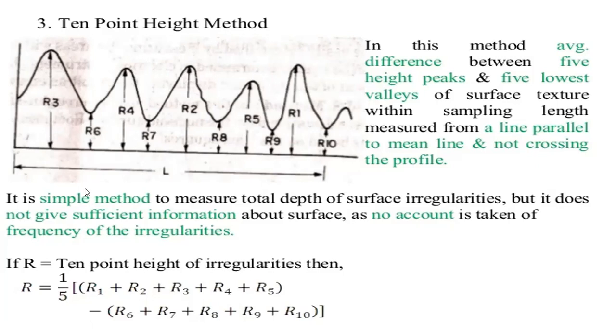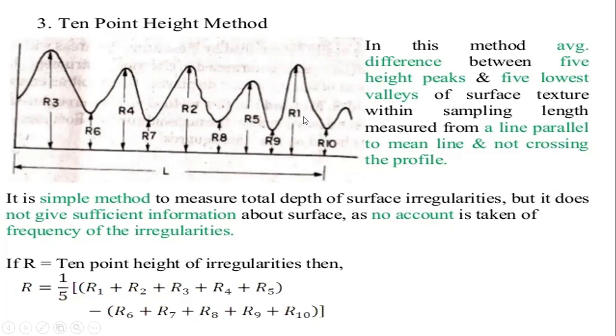Here in the picture you can see R1, R2, R3, R4, R5, R6 and up to R10. So how is it taken? First we are going to the peaks. There are 5 peaks and we are starting from the right side of the portion.